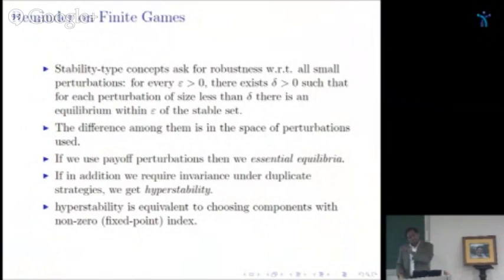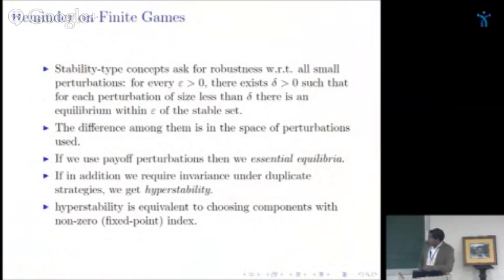So all these definitions of stability differ only in the notion of what counts as a perturbation. What is the space of perturbations we're dealing with? And once we have that space and have a notion of a distance there, the rest is somehow standard. So we could think of the space of perturbations as being the space of all perturbations of payoffs. If I have a 2x2 matrix game, then I could perturb each of the entries for the players. So my space of perturbations is just the space of all 2x2 games. And if you look at that, then you get this notion of essential equilibrium. That's a concept that goes back to the 60s. So these are equilibria that are robust with respect to payoff perturbations.